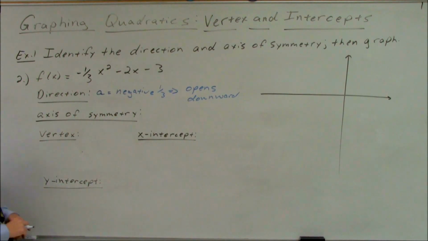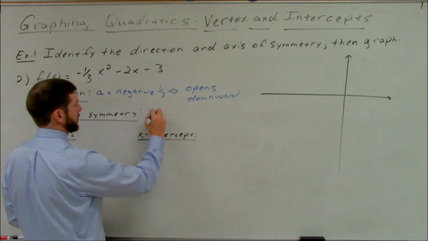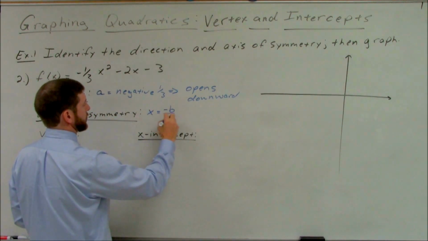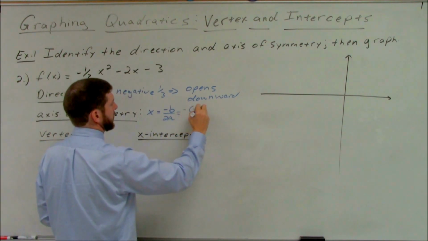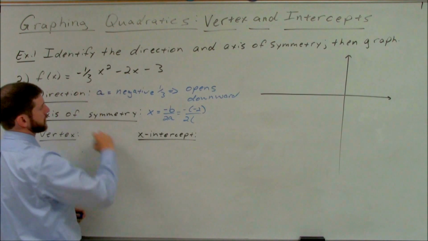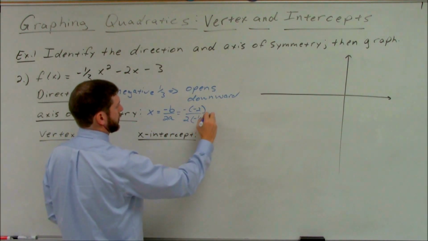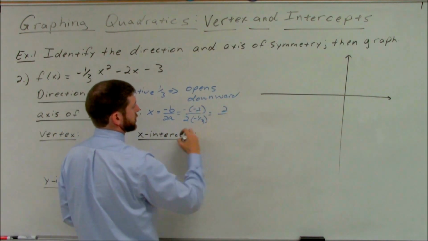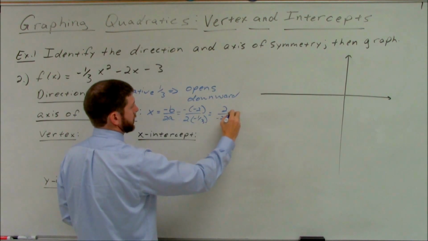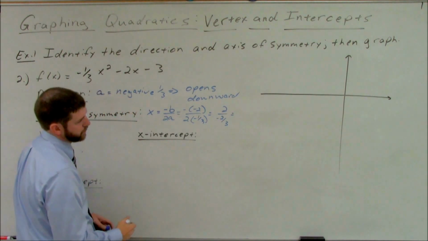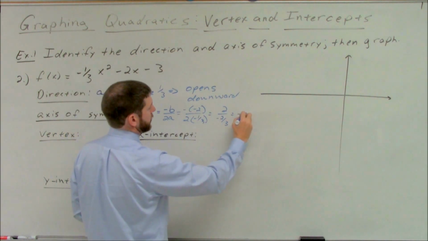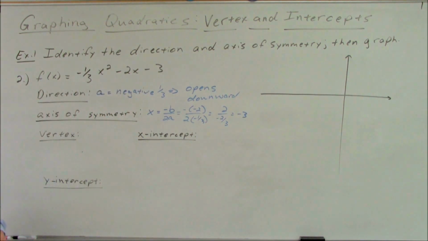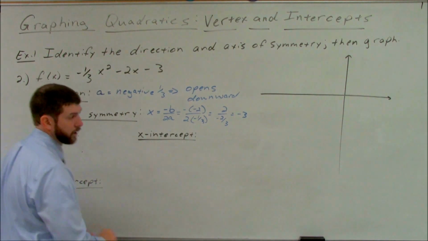Axis of symmetry. We use the formula x equals negative b over 2a. So we have negative 2 over 2 times negative 1/3. Clean it up. Positive 2 over negative 2/3. Multiply by the reciprocal, times 3/2. So you end up getting negative 3 when you simplify all that down. So x equals negative 3. That's something we can go ahead and graph.